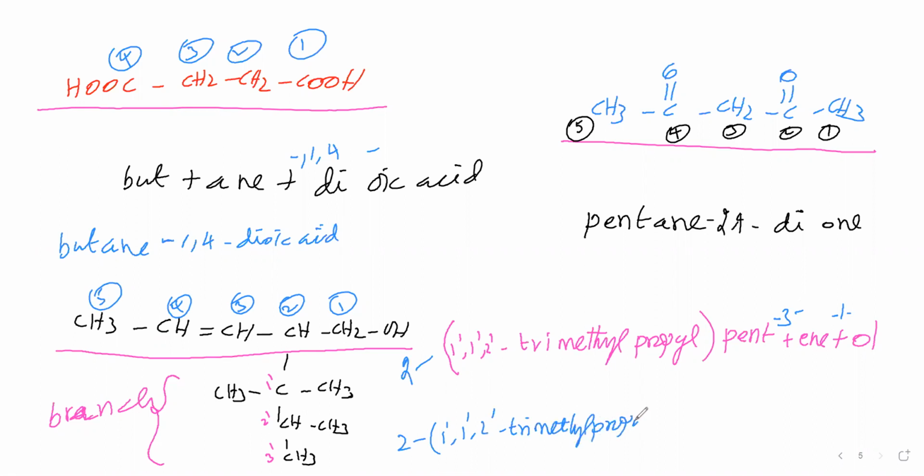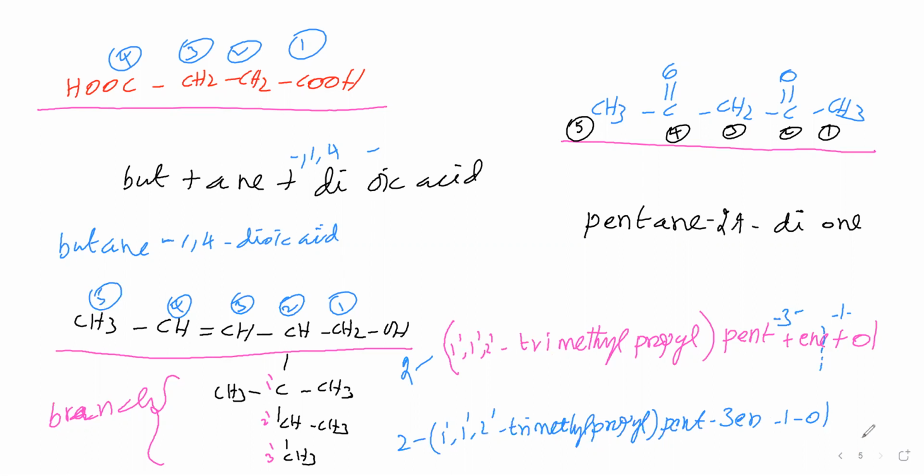propyl, pent-3-en. This E we have to drop. This E we have to drop, 1-ol. If you do not write the 1 also, no problem at all. So the name of this compound is so and so.